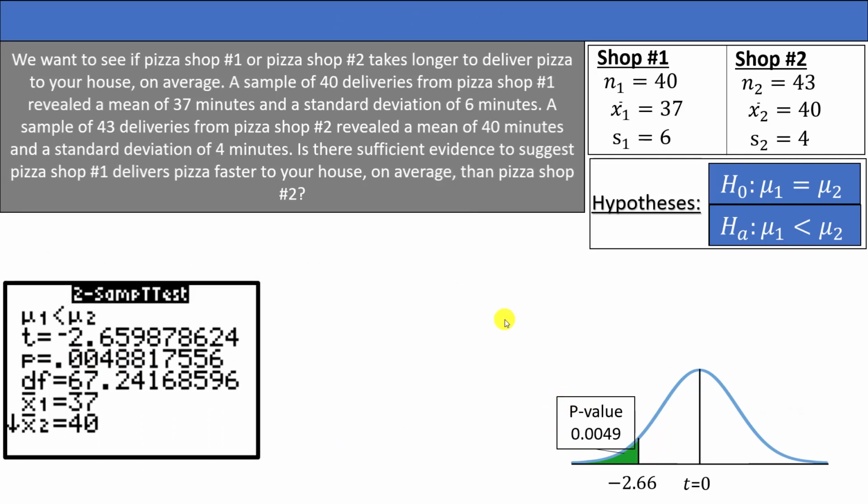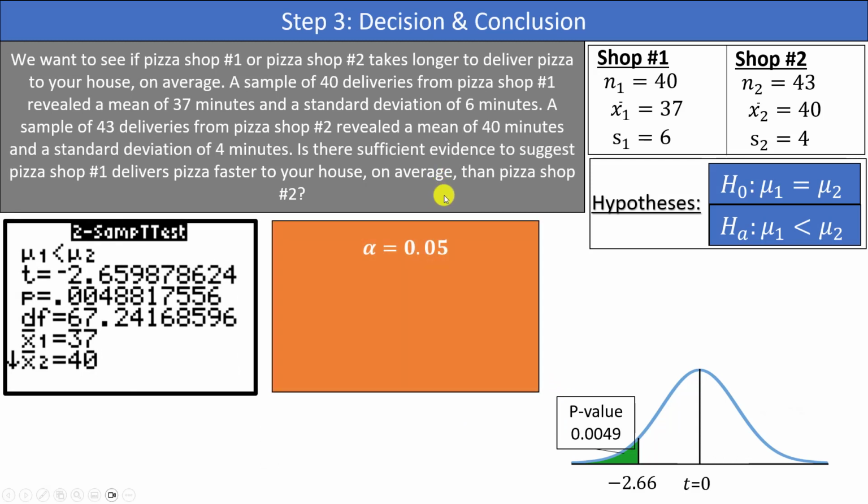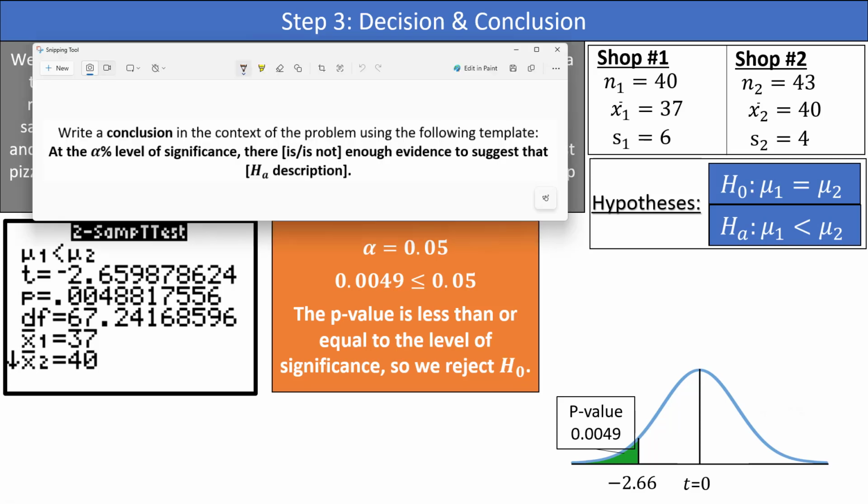So really at this point, we are ready for our step 3, which is decision and conclusion. To make a decision, we have to compare the p-value to our level of significance. And in this case, our p-value of 0.0049 is less than or equal to our level of significance. So you may remember the saying, if the p-value is low, the null has to go, which is the case here. So the p-value is less than or equal to our level of significance, so we are going to reject our null hypothesis. The only thing left to do would be to write a concluding statement.